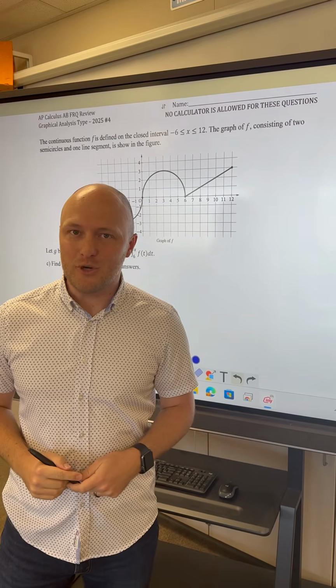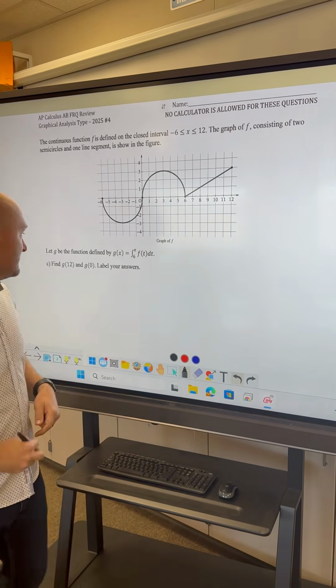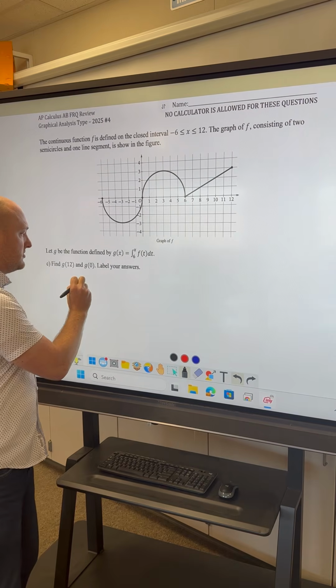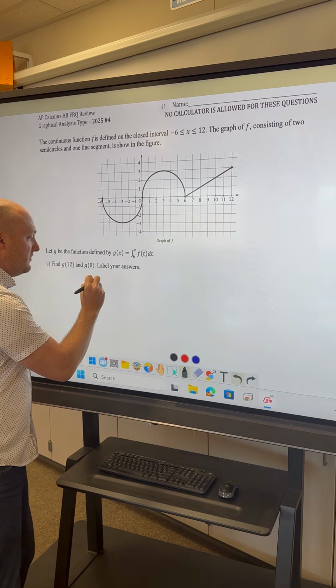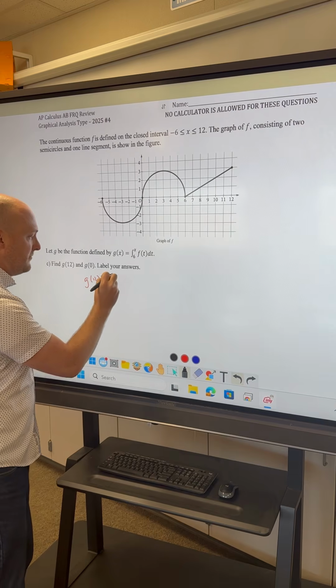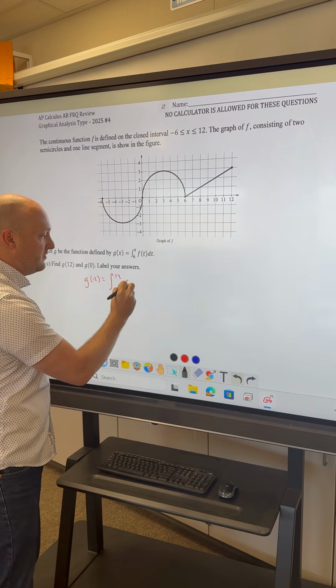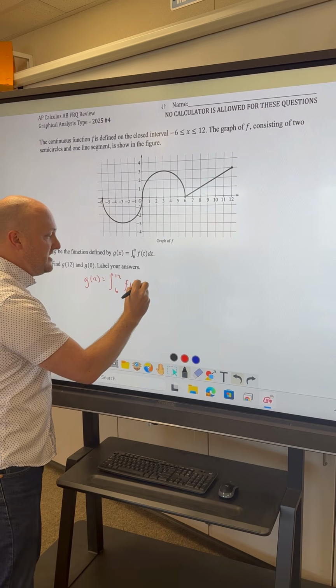Question 4C from the 2025 AP Calculus exam says, find g of 12 and g of 0. Label your answers. Well, g of 12 is going to be the function g, defined as the integral from 6 to x, which in this case will be 12, of f of t dt.